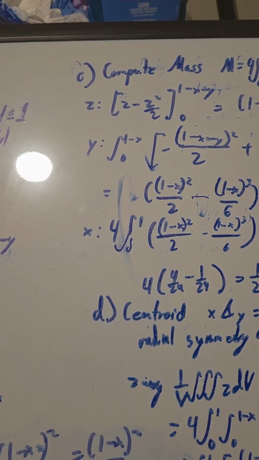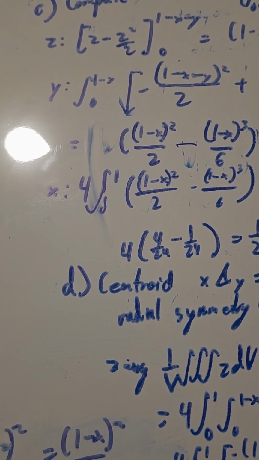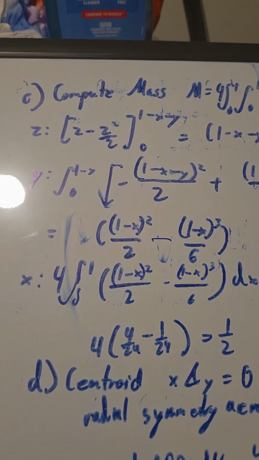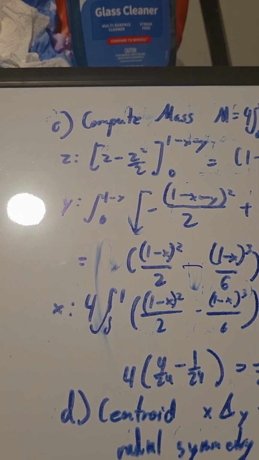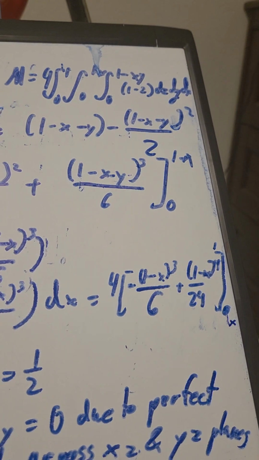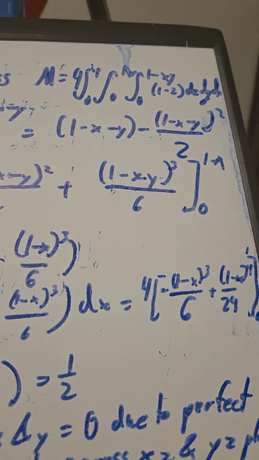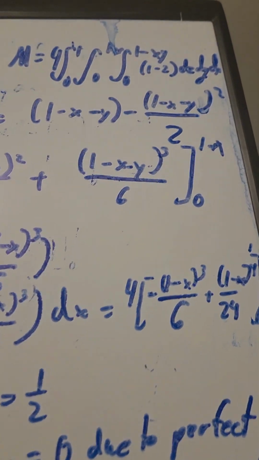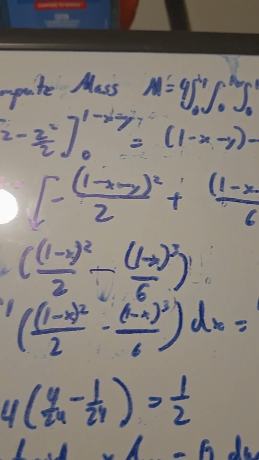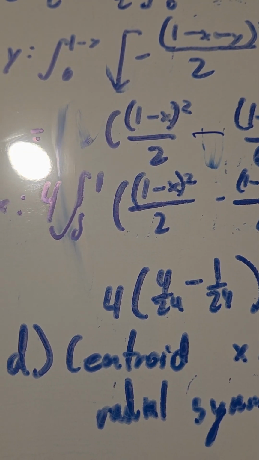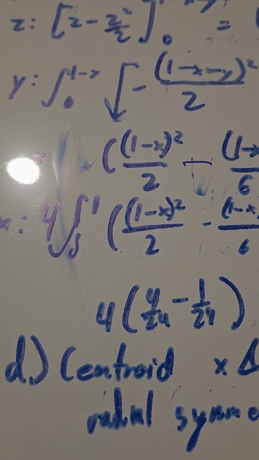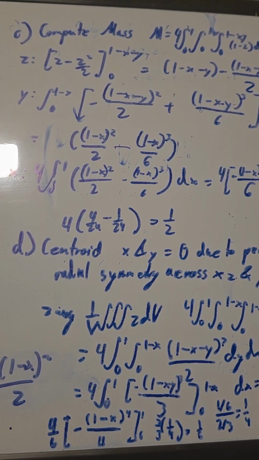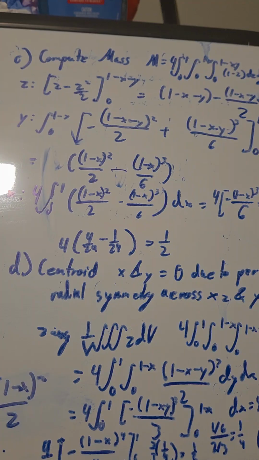So then we go down, integrate that with respect to x. Sorry, trying to put a cap back on. Flush all of that out, evaluate it from 0 to 1. That one's really messy because I started running out of room. But once you evaluate it from 0 to 1, you get basically 4 times 4 over 24 minus 1 over 24, which equals 1/2. And that is our mass.